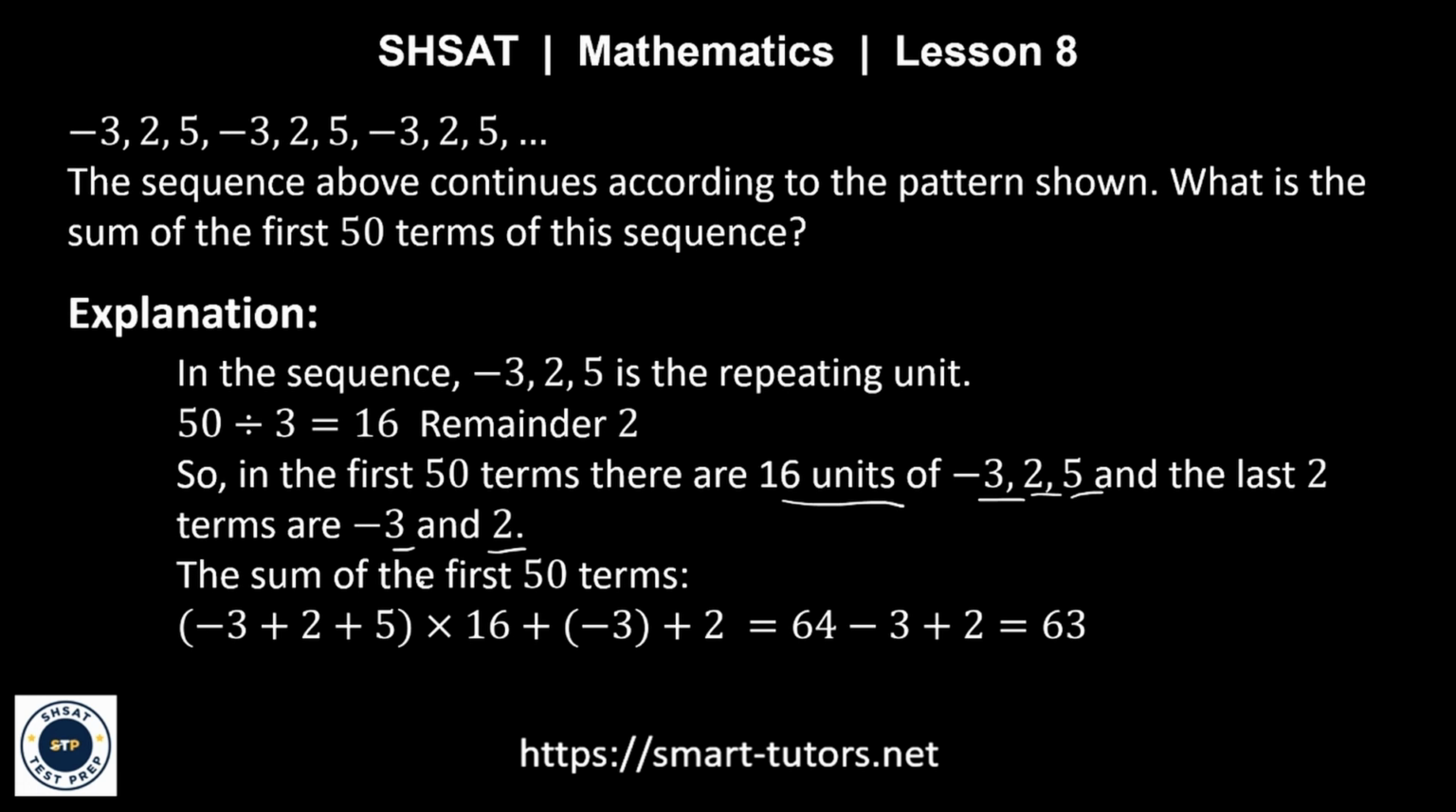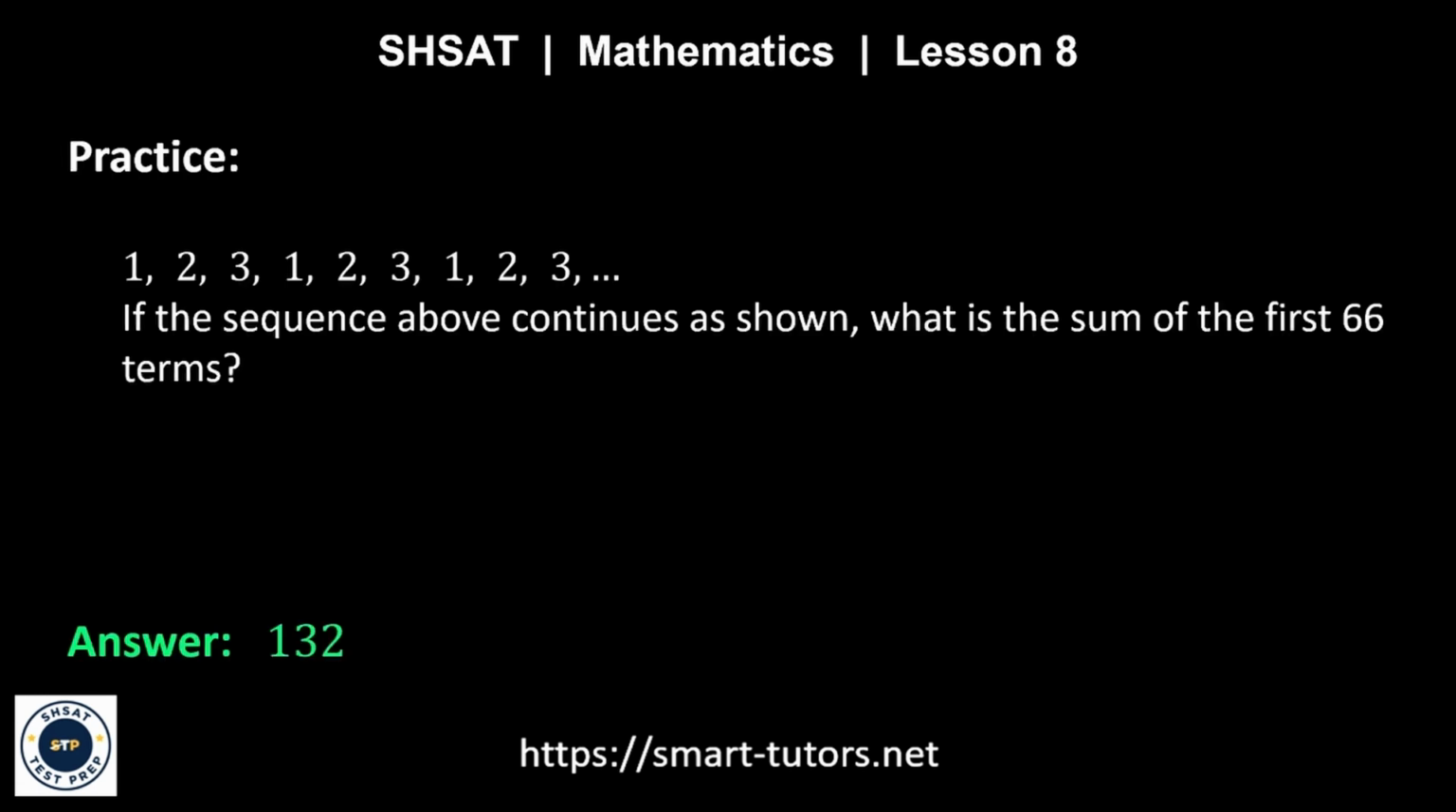So the sum of the first 50 terms can be written as this expression, -3 plus 2 plus 5 times 16 plus -3 plus 2. And if you simplify, you would get our answer as 63. That is the sum of the first 50 terms.